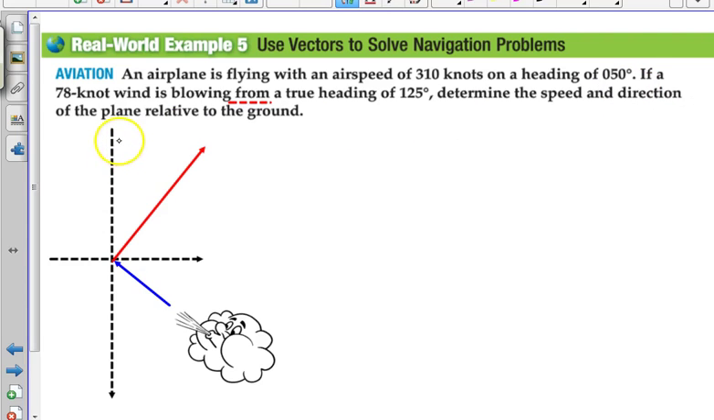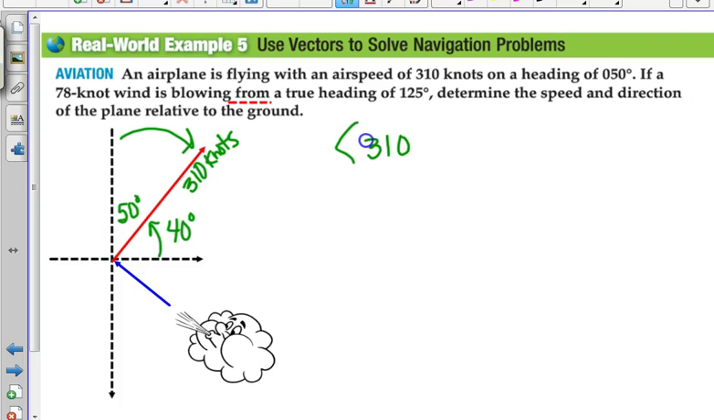Off of north in a clockwise direction. Remember this? Okay. So to do my component form, I need this angle, which would be 40 degrees. Did I lose anybody yet? Okay. And this was 310 knots. So my component form is going to go 310 cosine of 40 and 310 sine of 40.